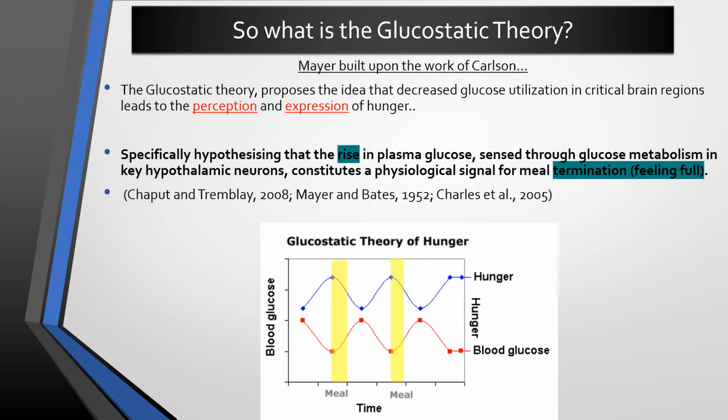But specifically, Jean proposes this idea that key hypothalamic neurons can actually detect a rise in our glucose levels, and this leads to the physiological response for meal termination, so feeling full. And I try to represent this by the graph at the bottom here. This red line at the bottom represents our glucose levels, and the blue line represents our hunger levels. So when our glucose levels are low, we're feeling really hungry, and vice versa.